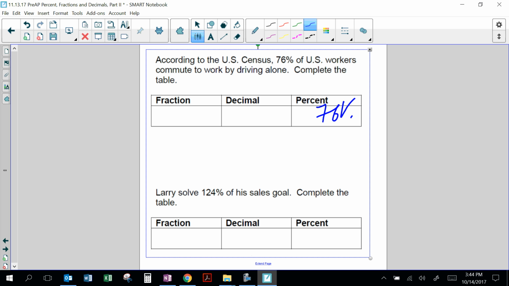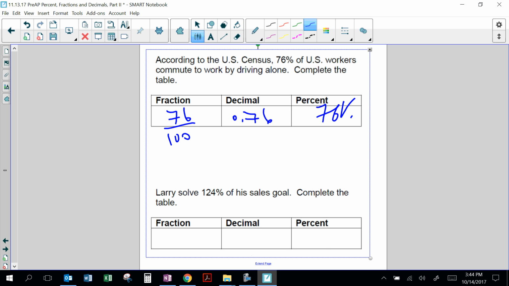I know people who live in more larger metropolitan cities that have a more dense use of public transportation, such as subways and stuff. So 76%. That 76% means 76 per 100. So how do you say 76 hundredths in decimal form? Such as this.